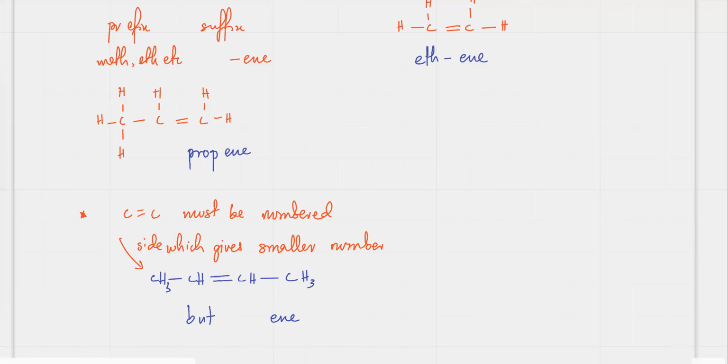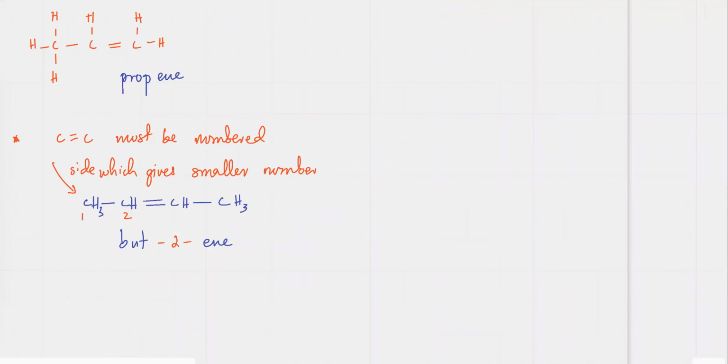So you're going to number it from the side that gives smaller numbers. So in this case, this is going to be 1 and 2. So it's going to be but-2-ene. The position is mentioned before the ene. So that's our position.